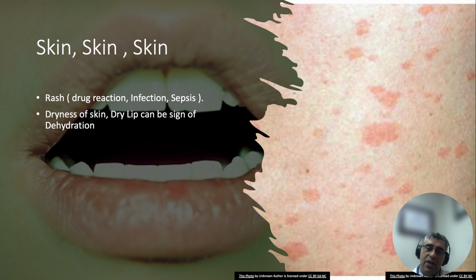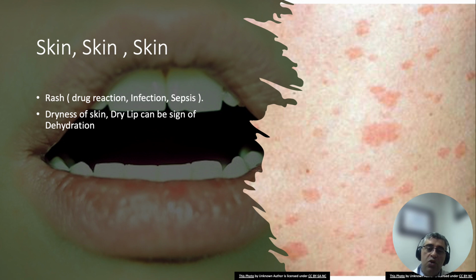Skin. How important it is that we open the gown of the residents and look at the skin. Rash is one of the scariest symptoms that we can see in a skilled nursing home. It can be related to infection, can be sepsis, can be a drug reaction, and especially we need to pay attention if there's a drug on the list. If the nurses or providers don't know, we always have pharmacists that we can consult.